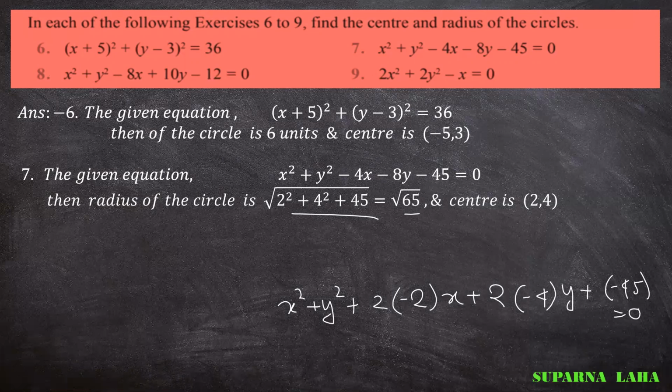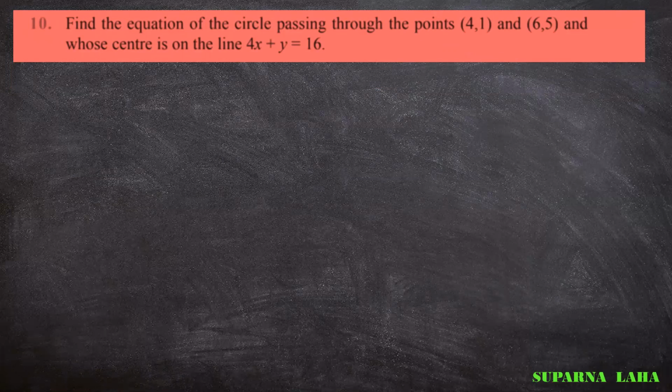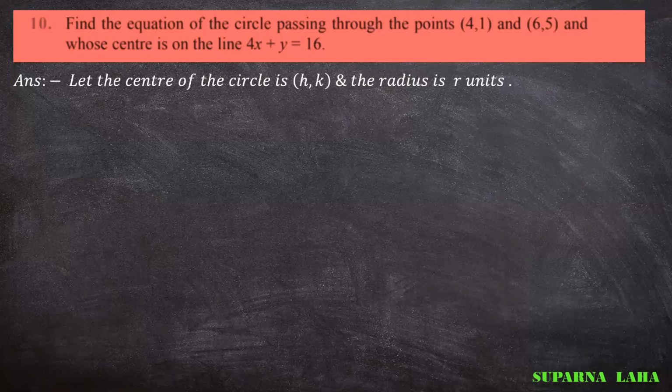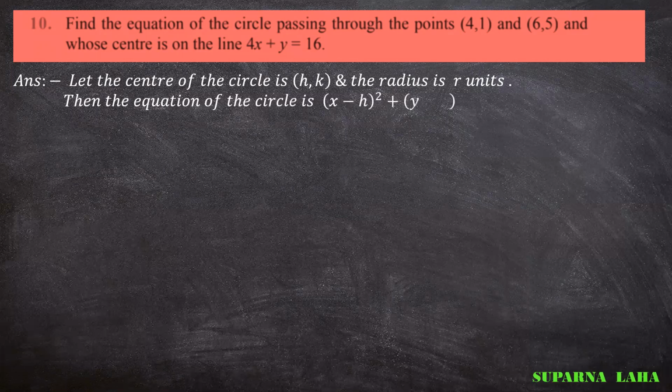Okay. Now next, question number 10. Find the equation of the circle passing through these 2 points 4, 1 and 6, 5 and whose center is on the line. So first of all, let's take the equation of the circle. If the center is h comma k and the radius is r units, then the equation is x minus h the whole square plus y minus k the whole square is equal to r square. Right?